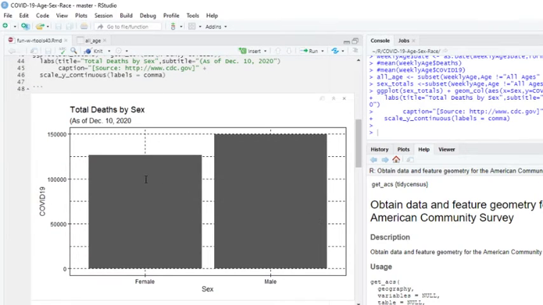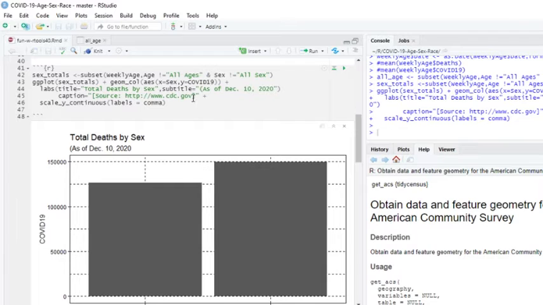Okay. So now you can see here, males continue to have more deaths. Males continue to outnumber females in terms of deaths.